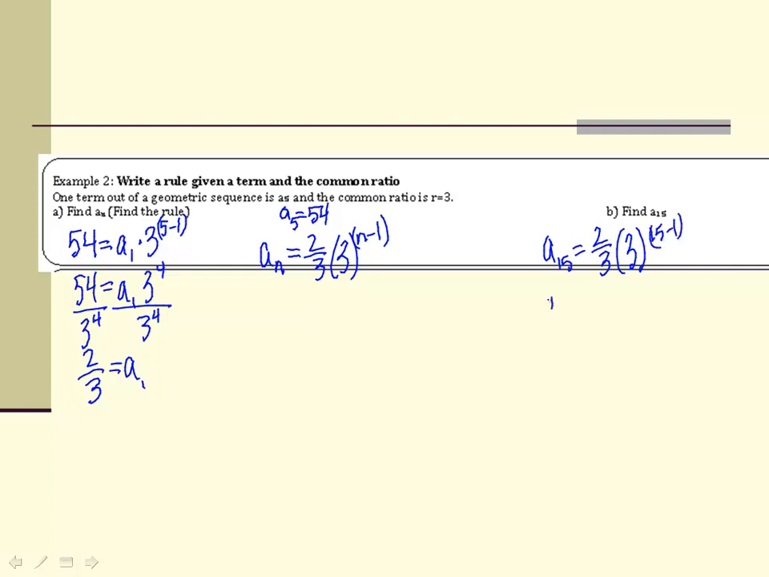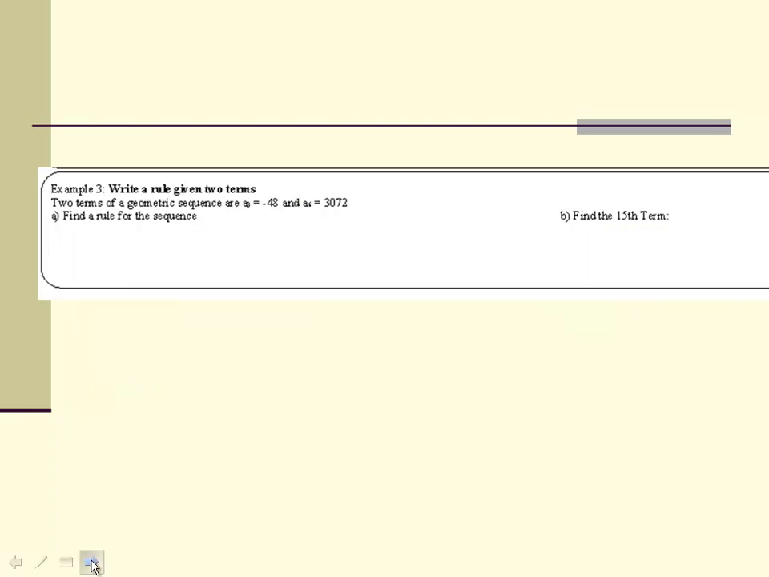If you simplify that, a sub 15 equals 3,188,646. Again, make sure you can put that in your calculator and get the right answer out. So our next problem, write a rule given 2 terms. Two terms of a geometric sequence are a sub 3 is negative 48, and a sub 6 equals 3,072.